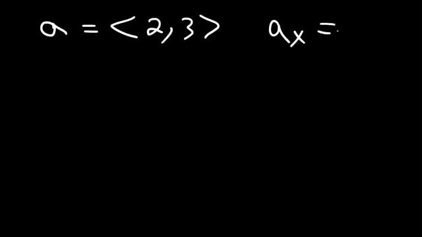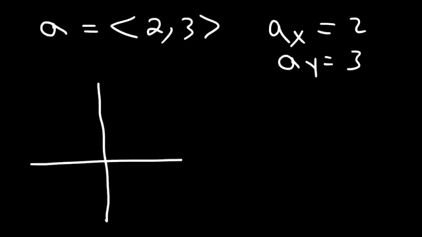Another way in which you could describe a vector is using components. Let's say we have the vector A, and we have ⟨2, 3⟩. So this tells us that the x component of the vector, you can say A sub x, that's 2, and the y component is 3.